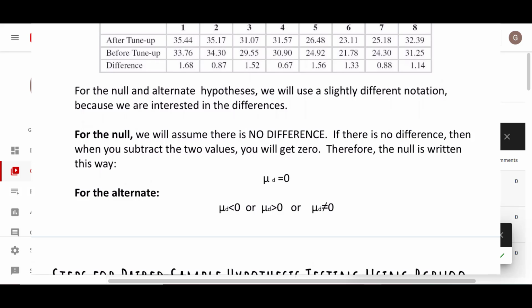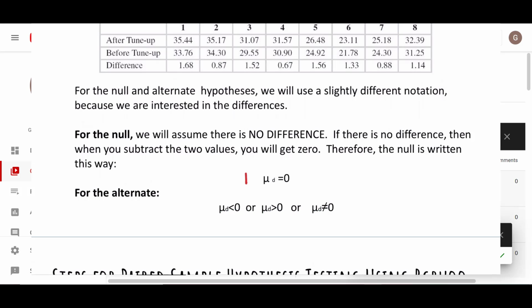So why do we write it this way? Before, you would take the overall mean of one population and the overall mean of the other, and if there's no difference, they should be equal. Here, what we're doing is taking the average difference. We're taking the difference first and then averaging them, and we're saying the average of the differences should be 0, implying that the overall population average of the differences would be 0 if there's no difference. So you would write mu with a lowercase d equals 0. And for the alternate statement, we'd write mu_d is less than, greater than, or not equal to 0.